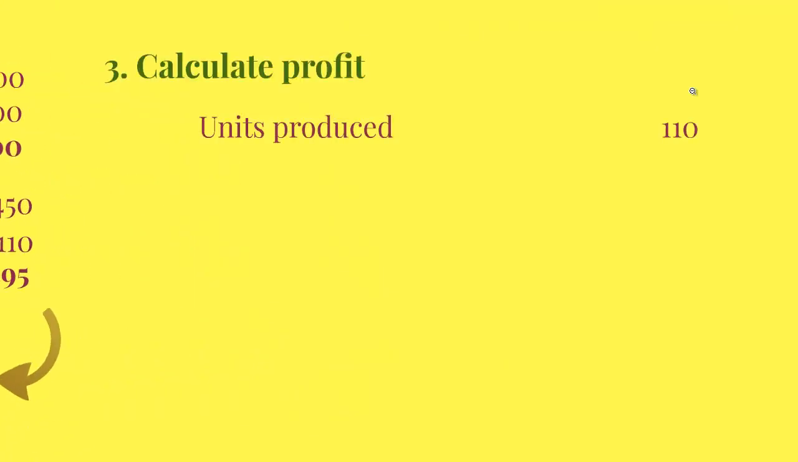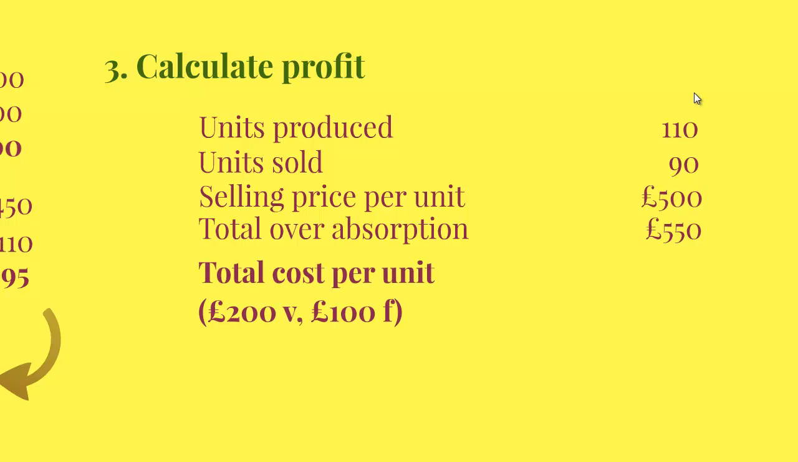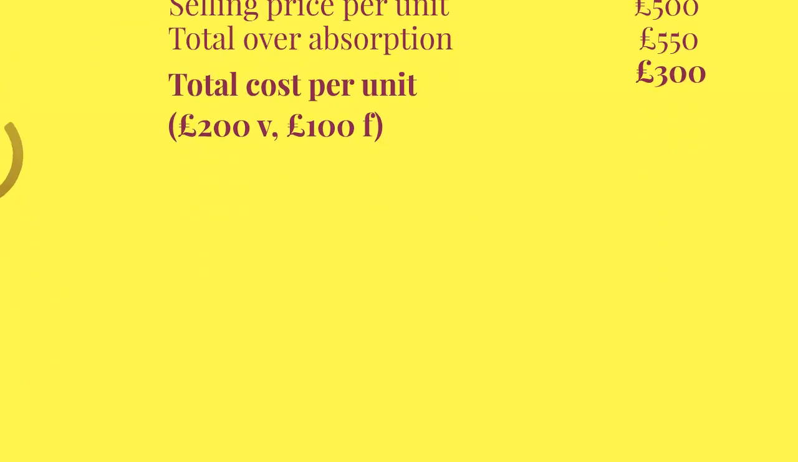So now we need to calculate our profit. Now, we produced 110 units, but we actually only sold 90 at a price of £500 per unit. We now include our total overabsorption of £550, and finally our total cost per unit, which you know is £200 for variable and £100 for fixed costs, going back to our budgeted rates. So that comes as a total production cost of £300.